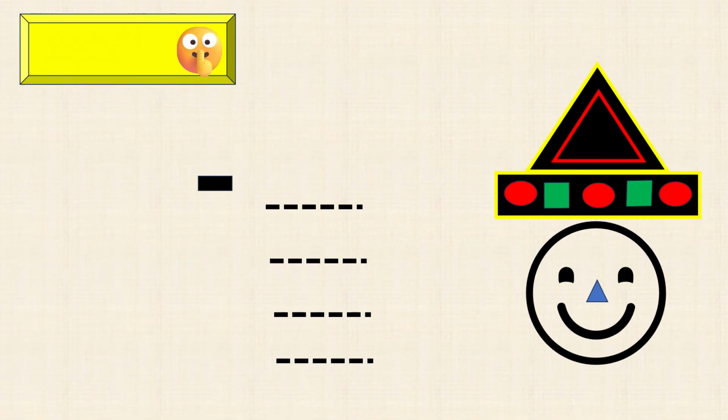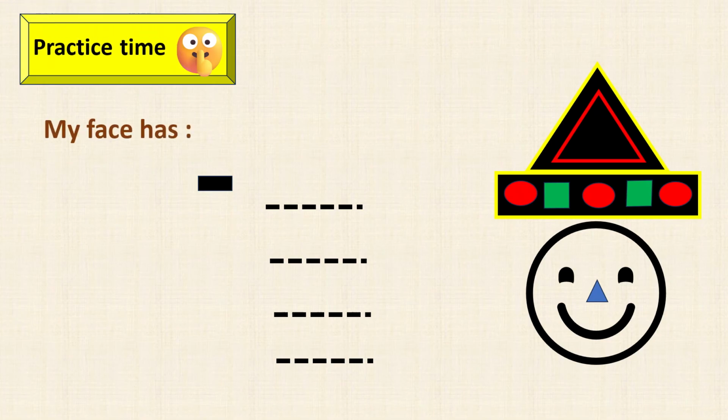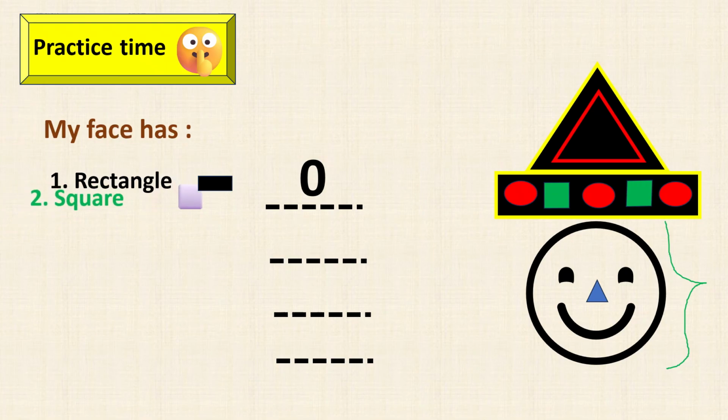Again, a practice time on his face. So the first point is rectangle. How many rectangles are here on his face? Okay, not the cap, look about his face. So rectangle is zero. Does anyone see a rectangle figure anywhere? No, so there is none.